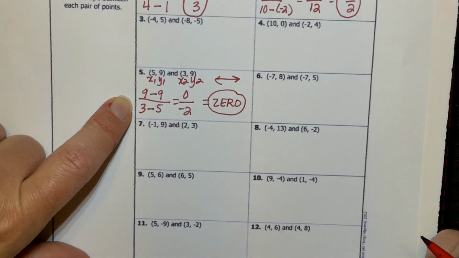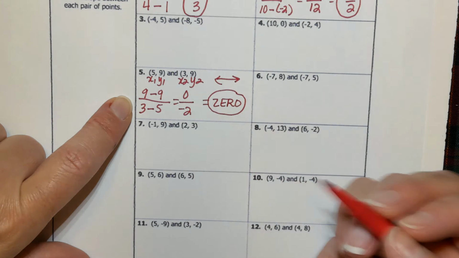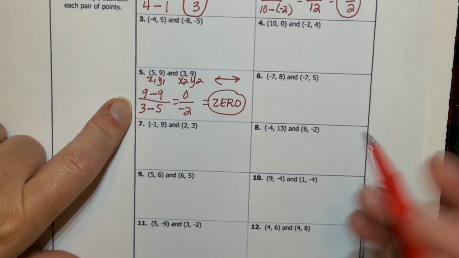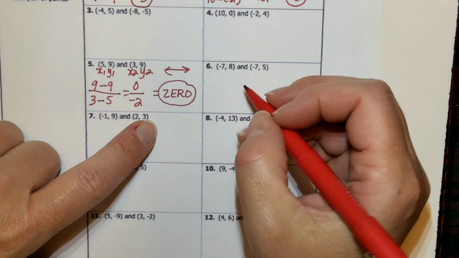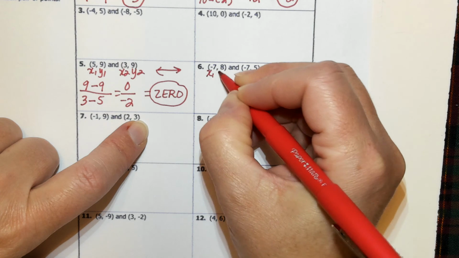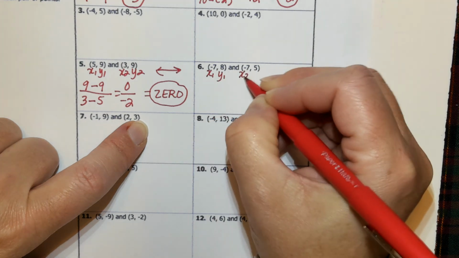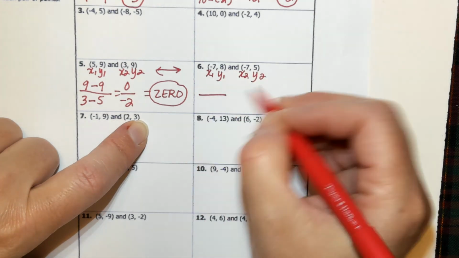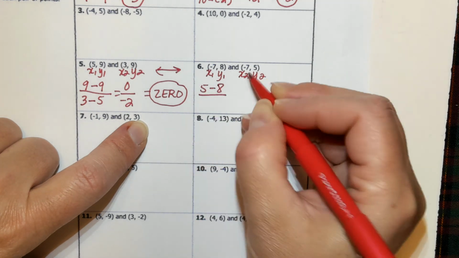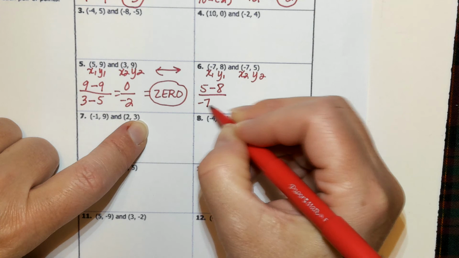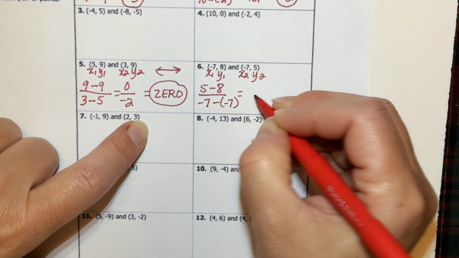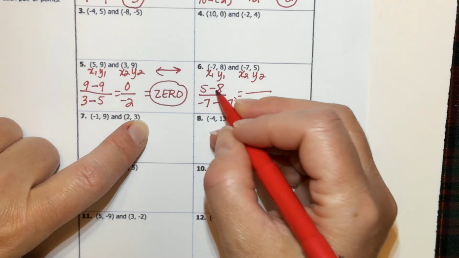Here we go. Y2 is 9 minus Y1, which is 9. X2 is 3 minus X1, which is 5. 9 minus 9 is 0. 3 minus 5 is negative 2. What happens when the zero's on top, kids? That is a slope of 0. That means that if we graphed it, it would be a horizontal line. There's no change in the up and down movement. The y values aren't changing.